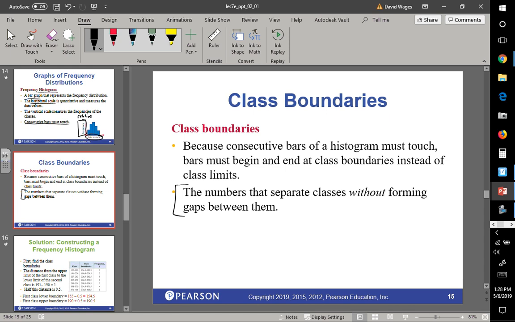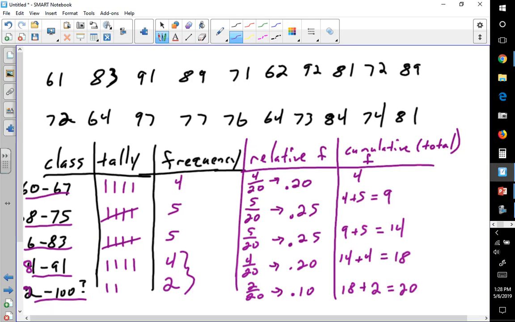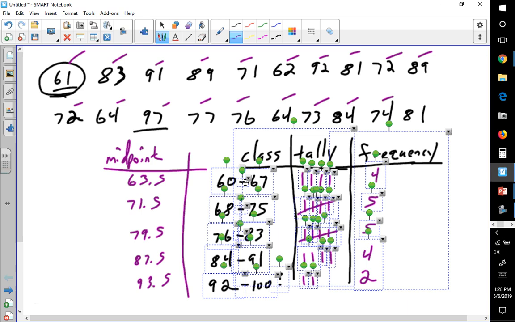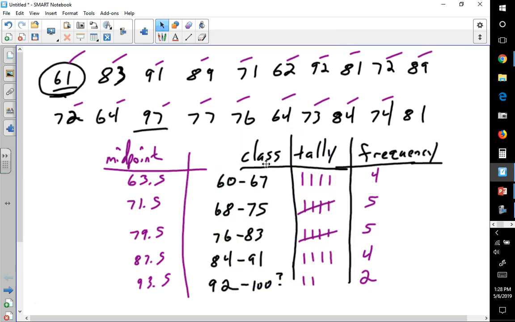We can't use class limits for our boundaries. We actually have things called class boundaries. What we mean by that is, notice if we look back to our classes, the first class goes from 60 to 67. The next one starts at 68. Notice there's a gap between 67 and 68.